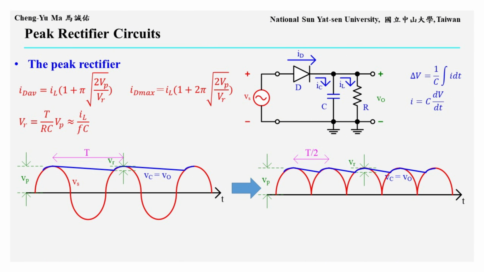In the waveform, the red input signal first becomes a full wave rectified signal, so the effective period becomes T over 2 before entering the peak rectifier. This reduces the discharge time and the ripple voltage. The result is an output near VP with a ripple VR. If this output is further processed by the voltage regulator introduced in the previous section, the ripple can be reduced even more, producing a stable DC voltage.